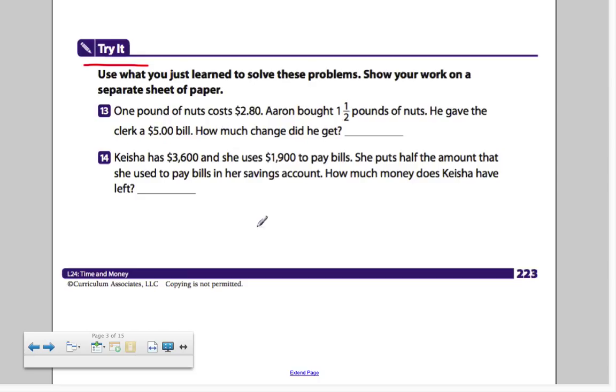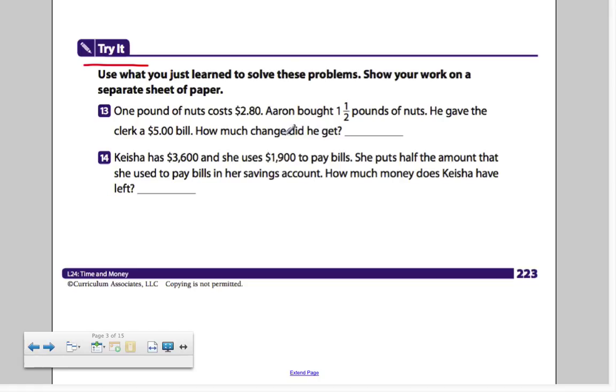Now we're going to talk about money for a second. 1 pound of nuts cost $2.80. Aaron bought 1.5 pounds of nuts. He gave the clerk a $5 bill. How much change did he get? Wow. This one's tough for you guys. Alright.